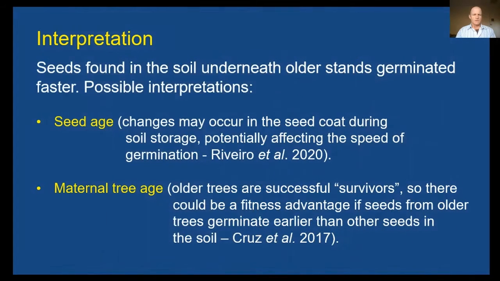Well, the faster germination of seeds from older stands could be a result of the age of the seeds themselves, as we know that there are changes in the seed coat when you bury seeds in soil and watch how that changes over time. But it could also be to do with the age of the trees themselves. So we know that very old trees are successful survivors. So there could be a population fitness advantage if seeds from older trees germinate earlier than other seeds in the soil. And this has been demonstrated in another acacia species, Acacia melanoxylon, by Cruz et al. 2017.